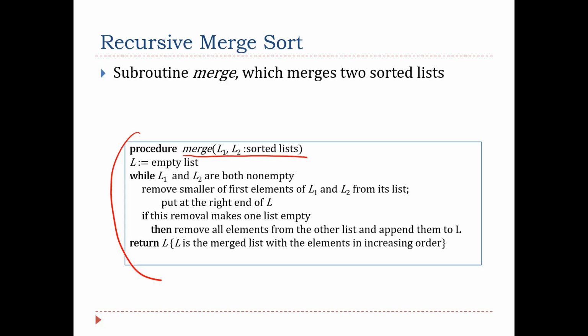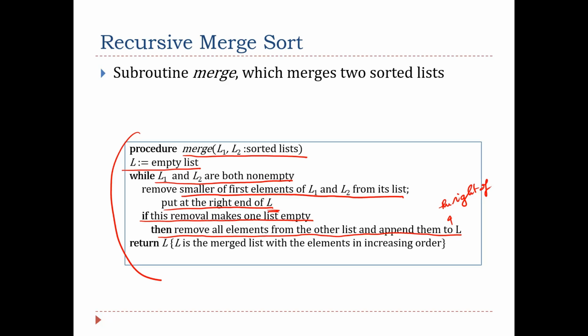Although we didn't go through all the details, we start with an empty list. And while L1 and L2 are both non-empty, so as long as it's not the case that one of the lists is empty, we remove the smaller of the first elements of L1 and L2 from its list, and we put it at the right end of L. If this removal makes one of the lists empty, then we remove all the elements from the other list and we append them to the right end of L once again, because they must be the elements that are bigger than all the other elements that have been copied so far.